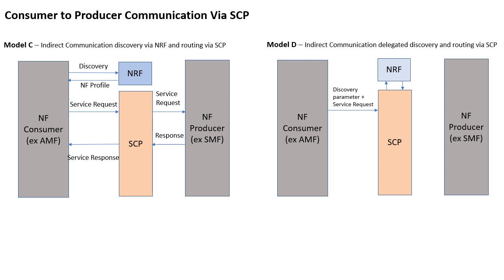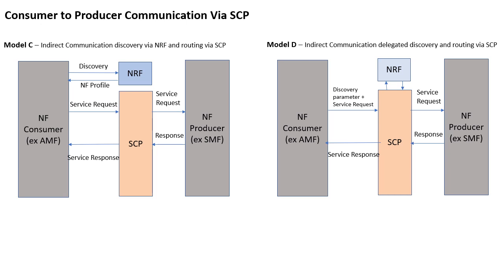In Model D, which is delegated discovery, the AMF sends the discovery parameters to the SCP, and the SCP talks to the NRF and tries to understand which network function profiles are available for that discovery request. Basis that, once the NRF responds back to the SCP, the SCP sends the service request to the producer. So in Model D, the discovery request is also routed via the SCP. The producer responds, and then the SCP responds back to the consumer. So this is Model D communication.